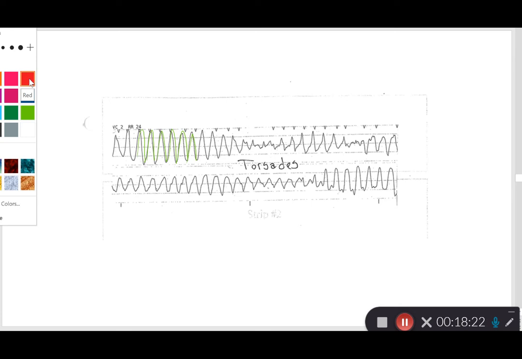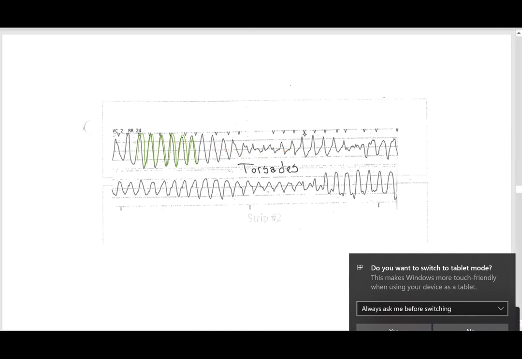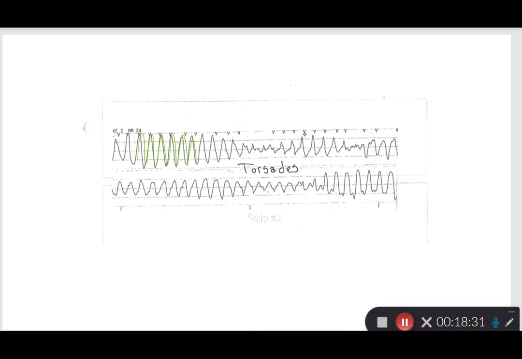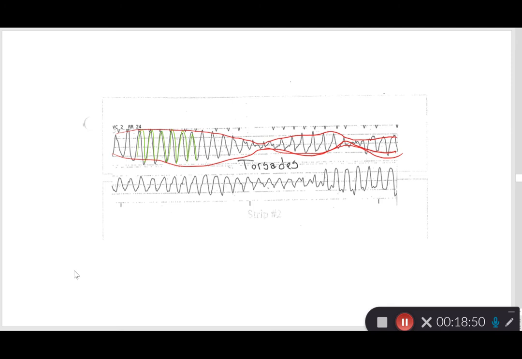But one thing I want to point out is why it's called torsades. You get this very strange, let me try that again, pattern that is specific only to torsades. So we can see that it's wide, then it goes narrow, wide, narrow, wide. And that only happens with torsades de pointes, also called polymorphic ventricular tachycardia.